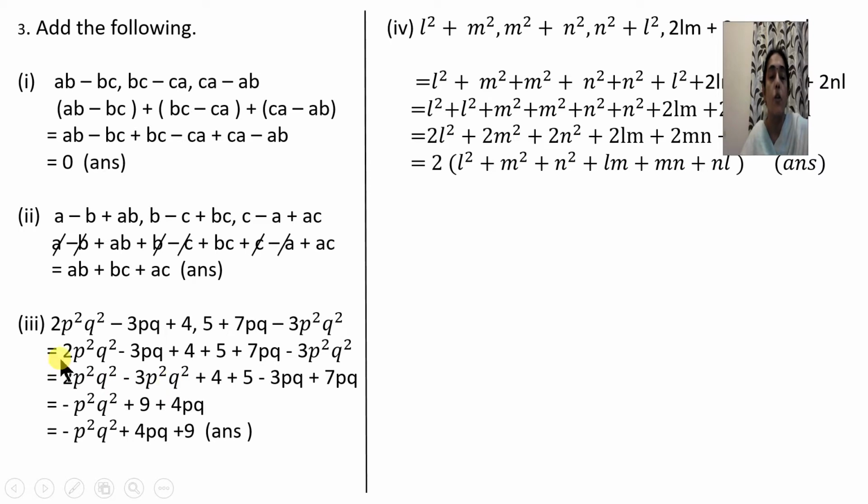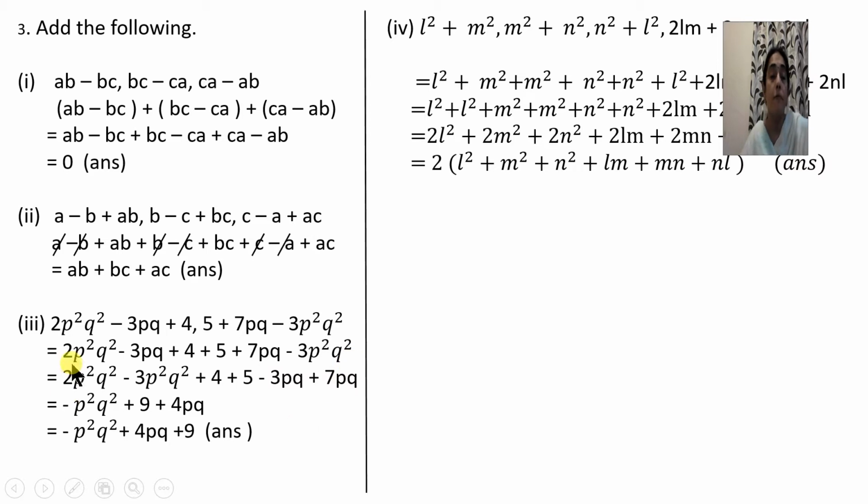So 2p square q square minus 3p square q square. The like term for 2p square q square is minus 3p square q square, because the variables should be the same and their powers should also be the same. Then plus 4 and plus 5, they are the constants, and minus 3pq plus 7pq, that is another one. We collect all the like terms together.